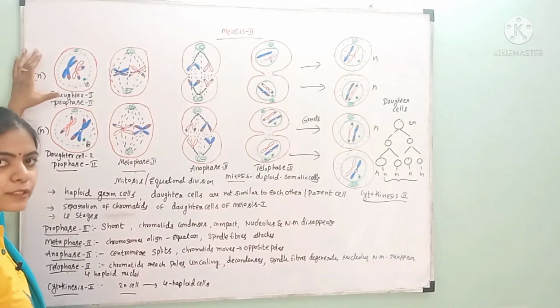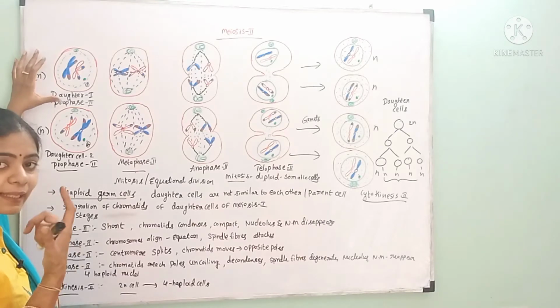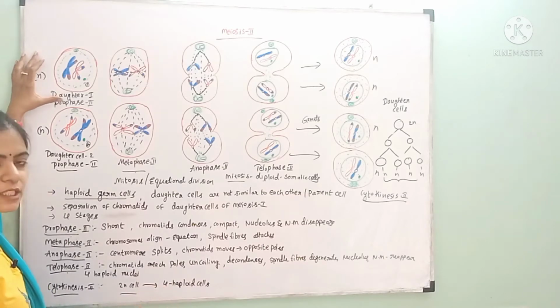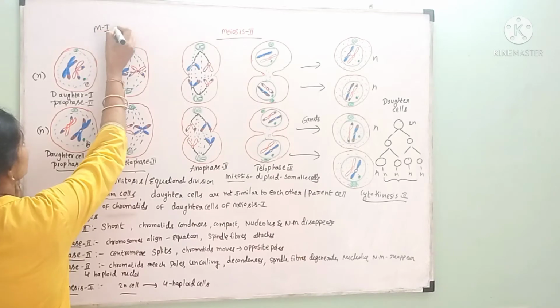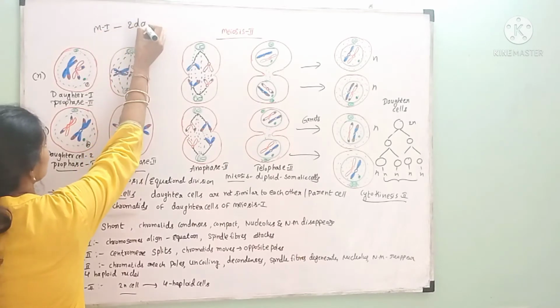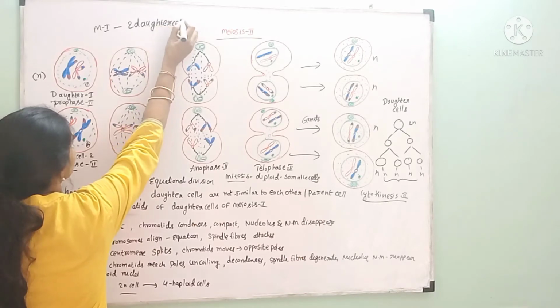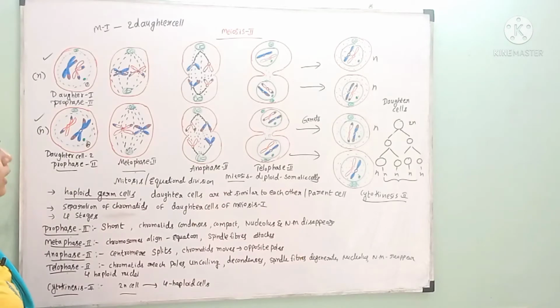Those haploid daughter cells that start Meiosis-II act as the mother cell or the parent cell, right? How many daughter cells were formed in Meiosis-I? Two daughter cells are formed, right? Those two daughter cells start Meiosis-II. Here we are studying this division simultaneously for these two daughter cells.